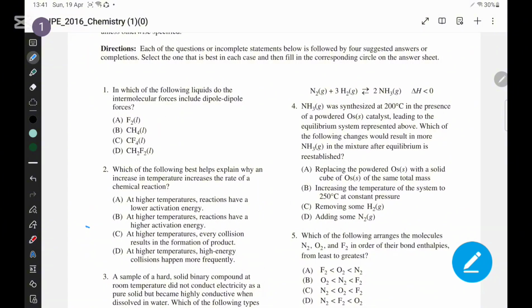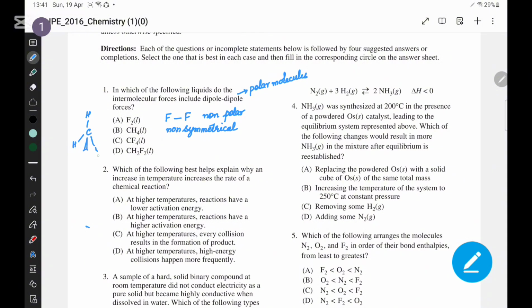First of all, dipole-dipole force exists only in polar molecules. Fluorine, F2, has the same atoms on both sides, which makes it a non-polar molecule. And CH4 is symmetrical, in which the central atom is carbon and the surrounding atoms are hydrogen.